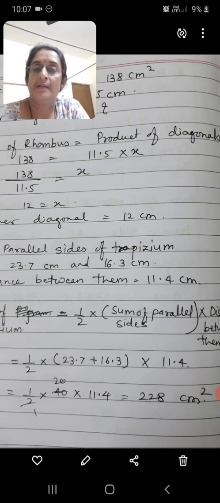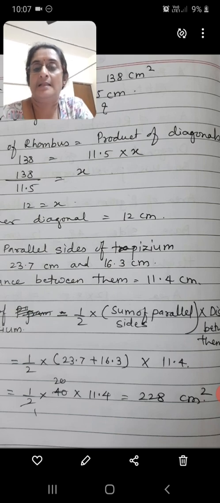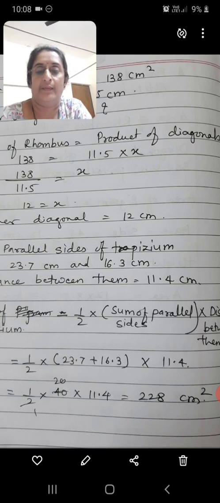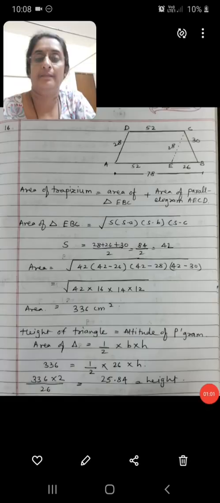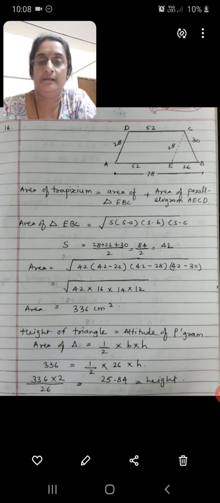Now in a trapezium only one pair will be parallel to each other, the other pair won't be parallel. So here, half as it is, the parallel sides are 23.7 and 16.3, that we are going to add, into the distance between them, that is the height of the trapezium, 11.4. When you solve that, you will get 228 centimeter square, that is the area of the trapezium. Now let us go to the 16th question of that exercise.